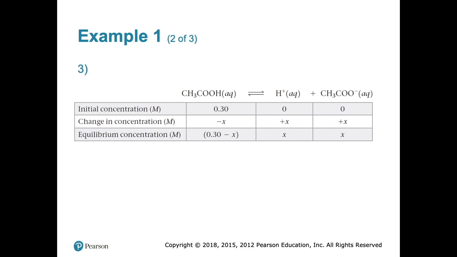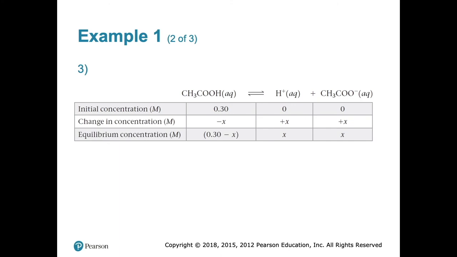We're going to be losing X from the original concentration of acetic acid, but we'll be gaining plus X and plus X for both the hydronium and the acetate, because they're going to be the same concentration, right? Because it's a 1-to-1 molar ratio between the hydronium ions and the acetate ions. And so, in the end, we have our equilibrium concentrations being 0.3 minus X for the acetic acid, and then just X and X for both the hydronium ion and the acetate ion.